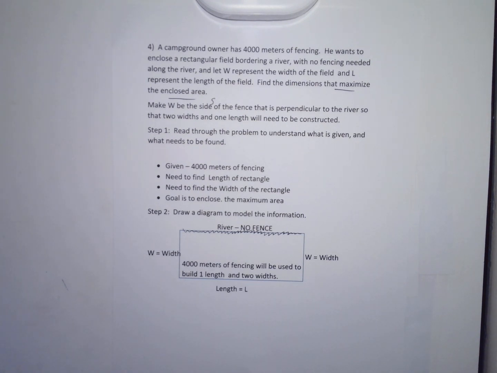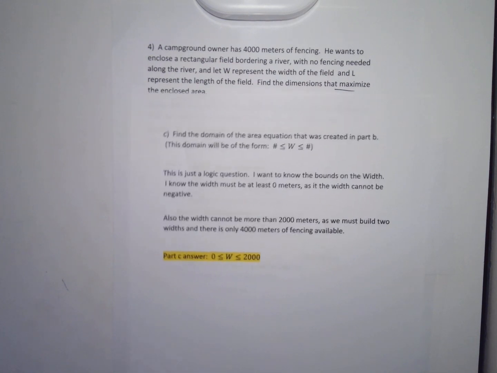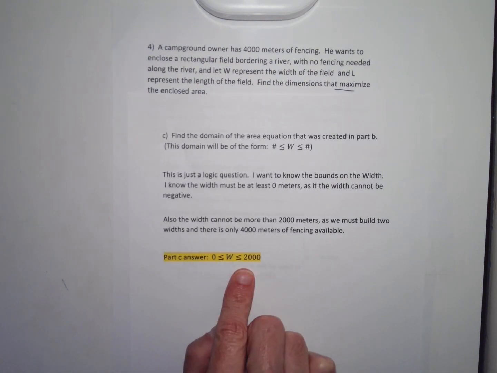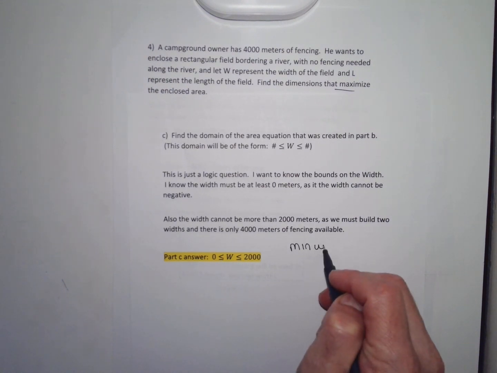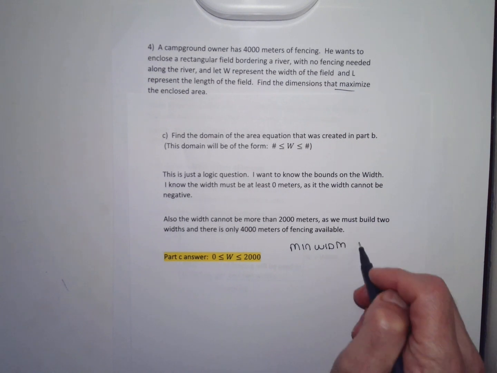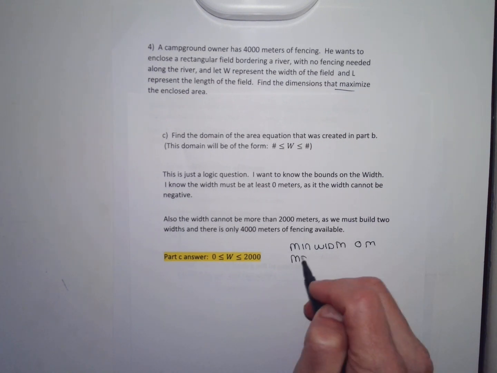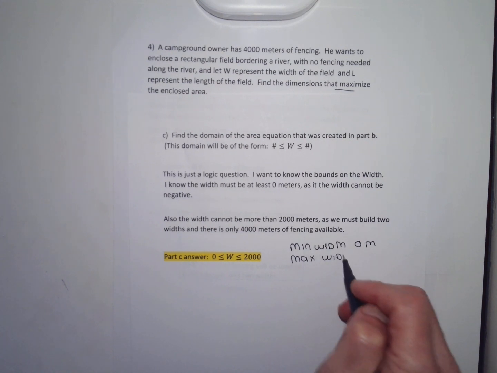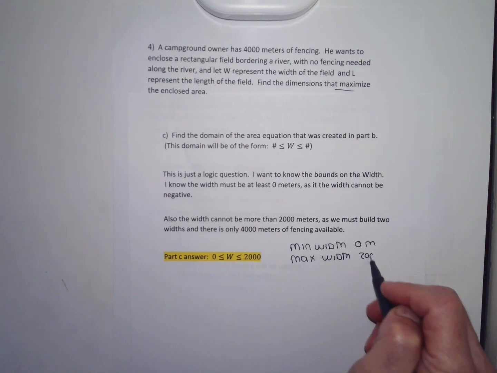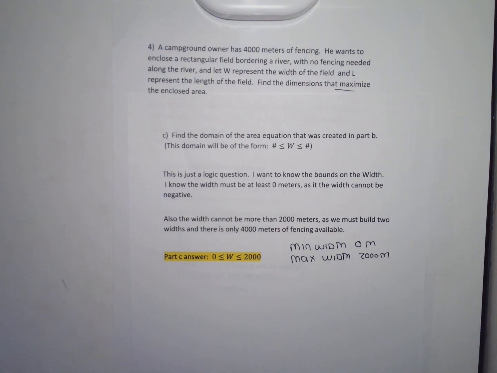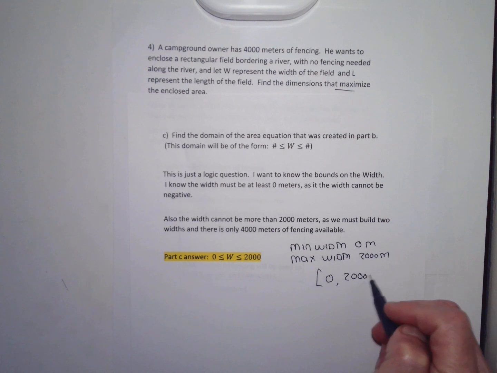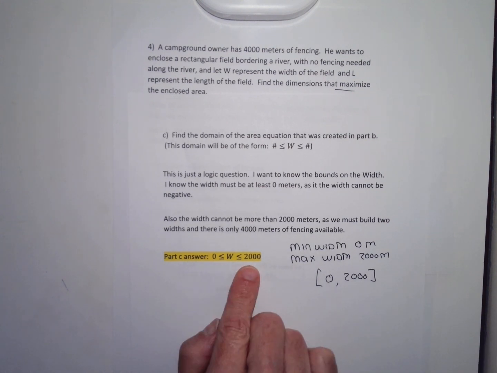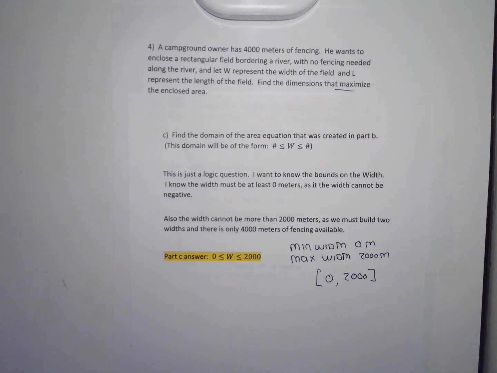So how am I going to find the absolute maximum? Well, I need to know the bounds, and the width has to be between 0 and 2,000. And you could have just written this in words. You can say the minimum width is 0 meters. The maximum width is 2,000 meters. These are like my endpoints. If I was doing an absolute max problem from the last section, I could have even written it like this, maybe 0, 2,000. Anything to let me know that the width has to be more than 0 and less than 2,000. And that's it for part C.